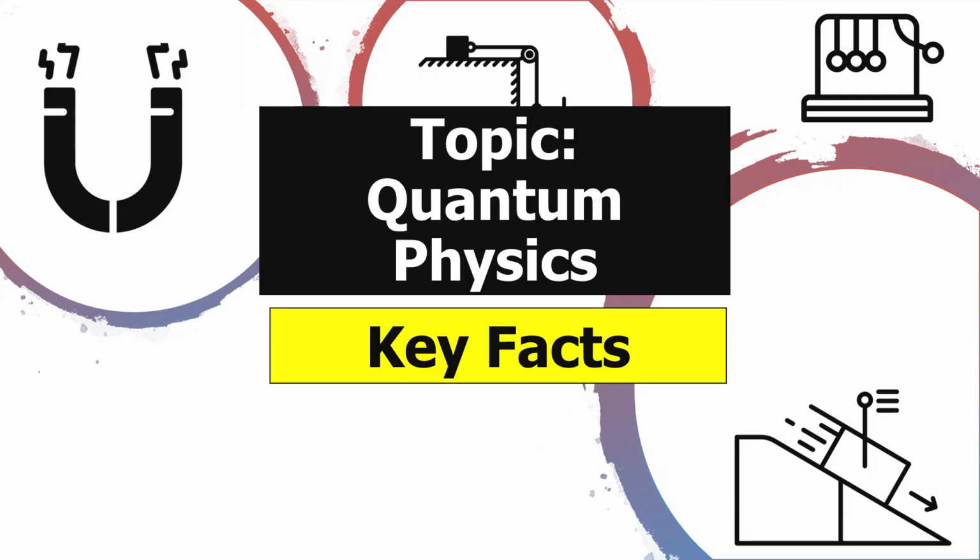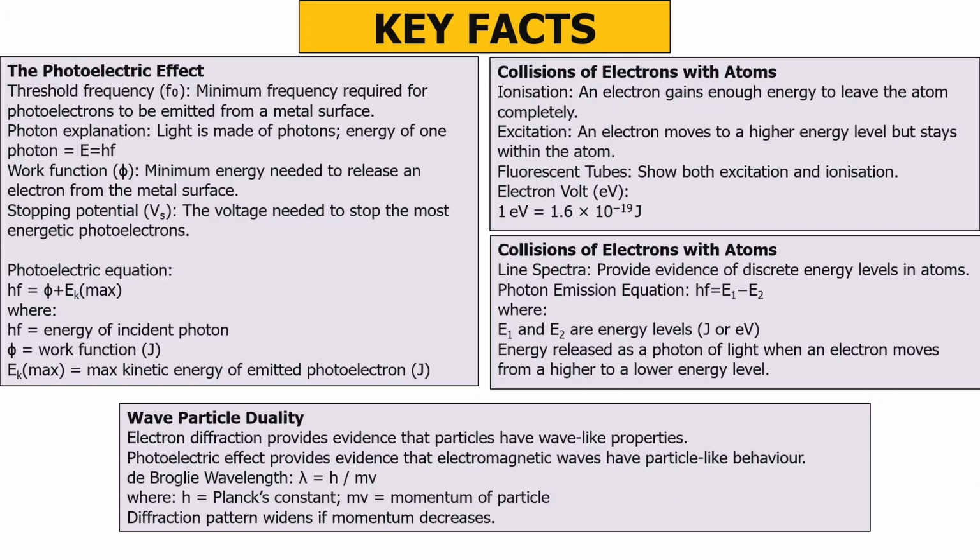So what are the key facts to do with quantum physics? Well, the first thing to look at is the photoelectric effect. Now, in the photoelectric effect, the threshold frequency is the minimum frequency required for the photoelectrons to be emitted from the metal surface. How it works is that light is made from photons, and the energy of one photon is equal to E equals hf.